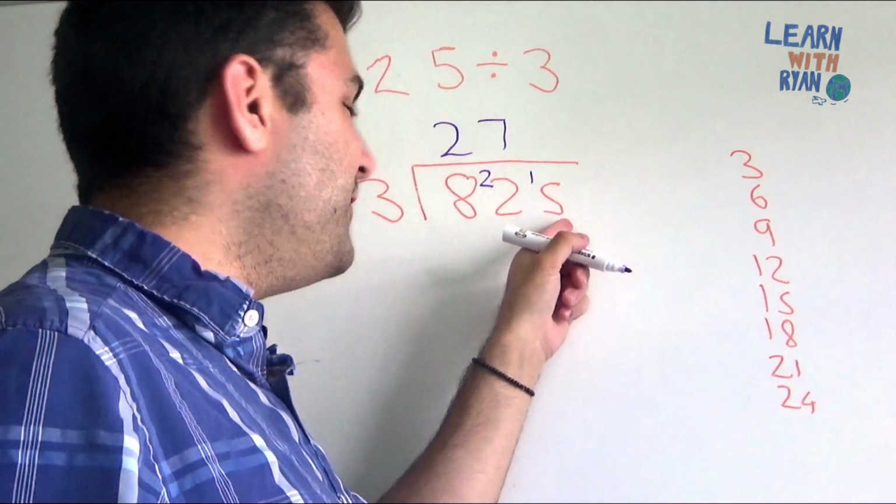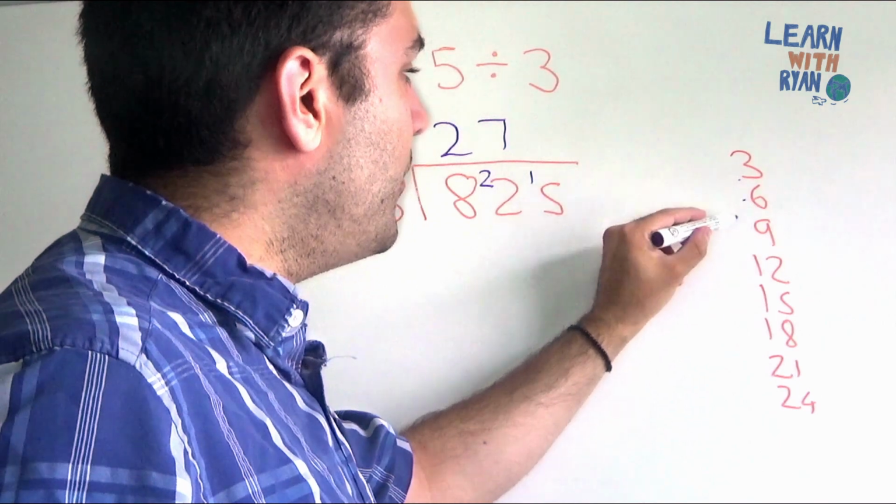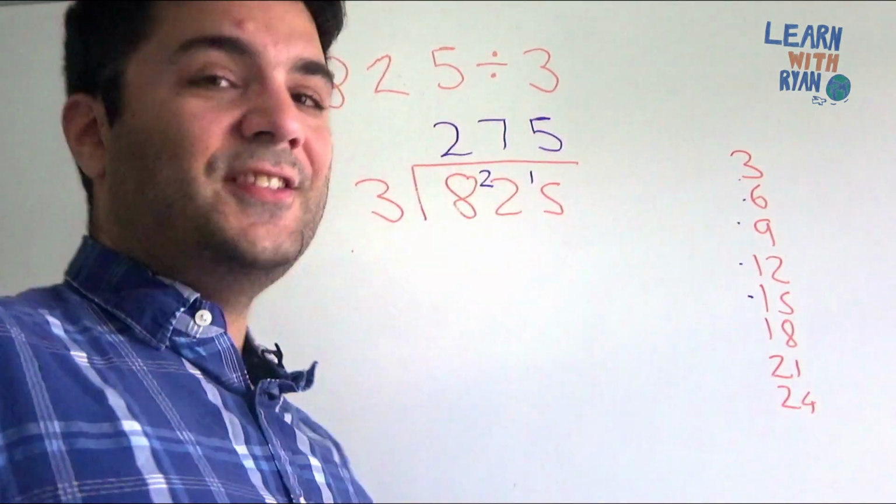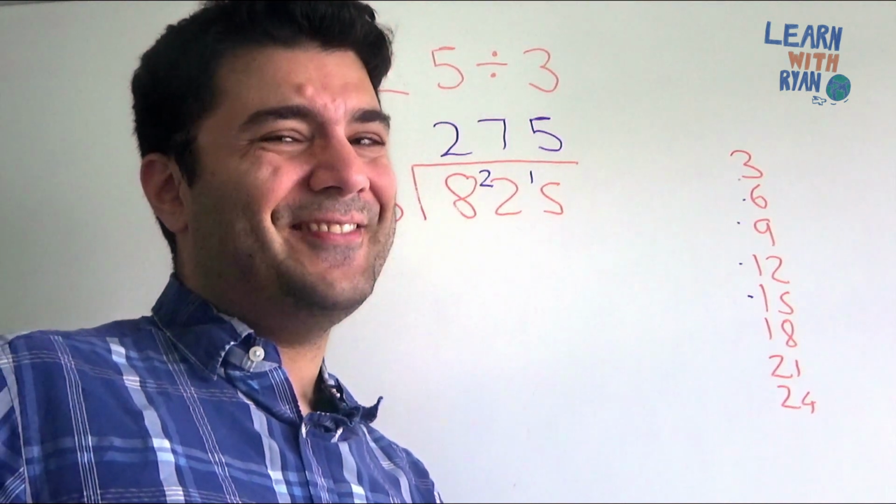How many 3s in 15? Well, we've got 1, 2, 3, 4, 5 with no remainder. So the answer is 275.